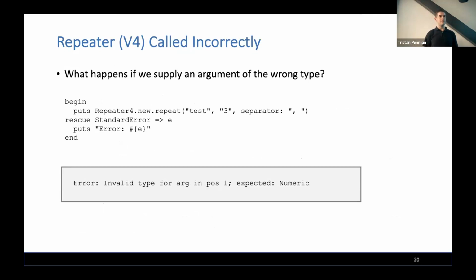And now we can pass in an argument with a type that isn't expected. So in this case, we're replacing the count, which should be an integer or numeric, with a string. And our type checker successfully identifies that that is not numeric, which is what we expected. And it can even tell us which argument violated this constraint. So arguments are indexed from position 0. So pos1 is the second argument in the list.